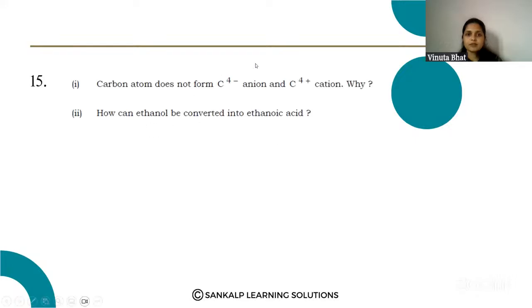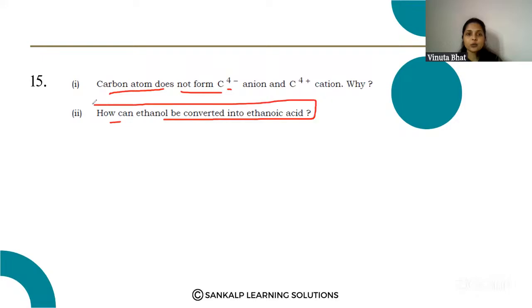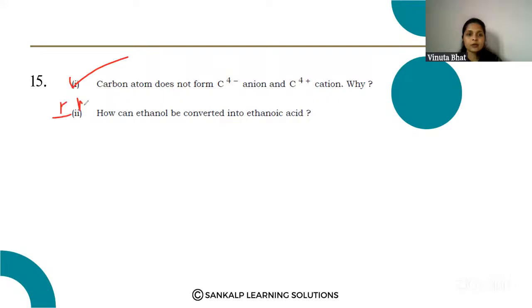Next question, which is the same question. Carbon atom does not form C4 minus anions and C4 plus cations. Why? How can ethanol be converted into ethanoic acid? Please note down this question. This one we have already studied. This is an important one. How can ethanol be converted into ethanoic acid?